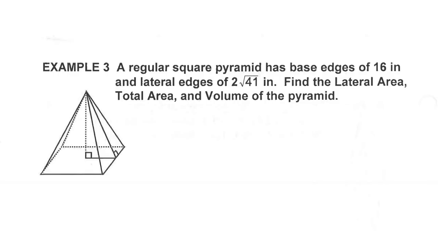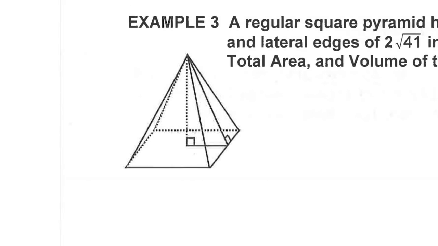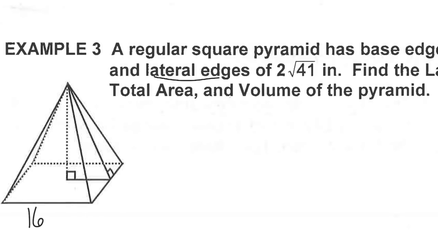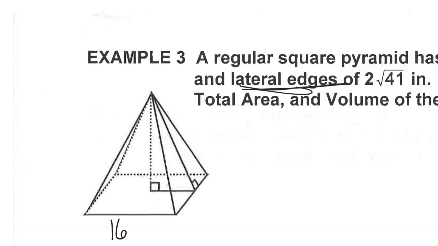The only difference is here, and I really want to make sure you know this, they still told us the base edges are 16, but now they're not giving us slant height or height. They're giving us a lateral edge. So guys, the lateral edges go from the vertex down to the corners. Okay, this is not slant height. They gave us 2 square roots of 41 for this one. So you can find perimeter pretty easy. You can even find area of the base pretty simply. It's going to be the height and the slant height that's kind of tough. So if you want to try these out, that's great.